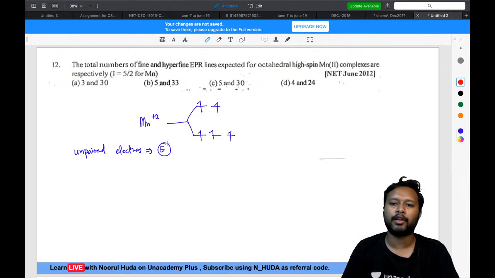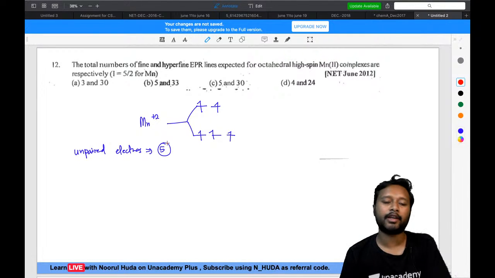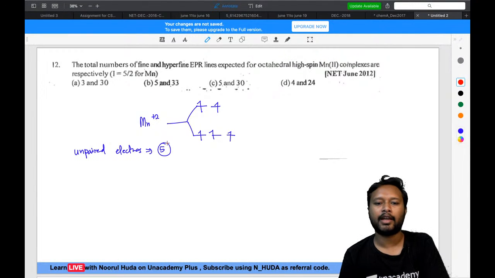It's not given anything about this particular complex, what ligands you have and what other things you have. We are not at all aware of that. The only thing which we know is that it's a high spin octahedral complex in the plus 2 state.